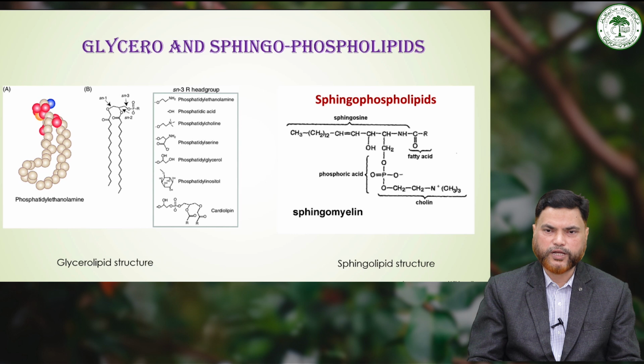Sphingophospholipids have a different backbone called sphingosine, instead of the glycerol that is present in glycerophospholipids. These sphingophospholipids also have fatty acids, phosphate and an alcohol attached to the phosphate. In sphingophospholipids, the amino group of the sphingosine is linked to a fatty acid by a special bond called an amide bond, and the most common sphingophospholipid is sphingomyelin.